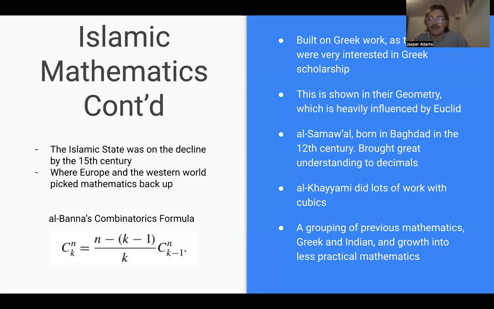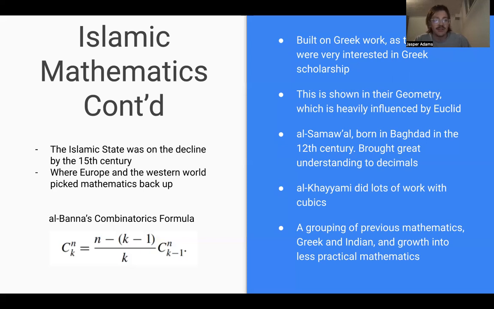Again, a lot of very interesting methods because they, again, did not work with negative solutions. So we see this work being done in a lot of different ways because they just don't have the ability to do these things. And again, we're seeing the bringing together of all these previous mathematics from Greek and Indian and Egyptian cultures even, and they're growing into less practical mathematics, growing away from just the ones that are concerned with trade and government. We're seeing them wanting to just be curious and figuring out what is true and how to prove these things to be true.